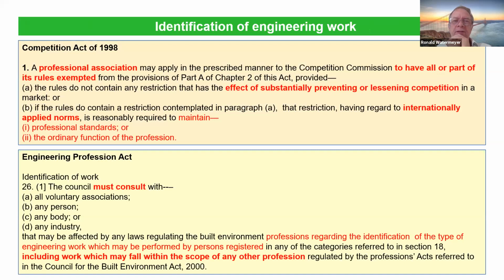If we now move to the identification of engineering work, I have put up the text from the various acts so that if you look at it afterwards, you can quickly locate where things are. I will just touch upon them very quickly.